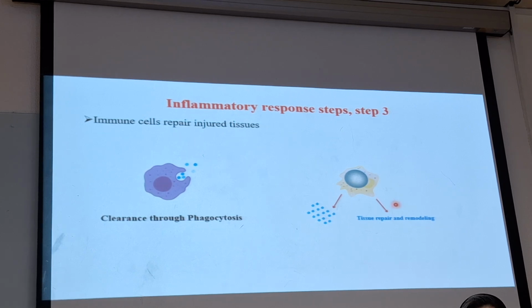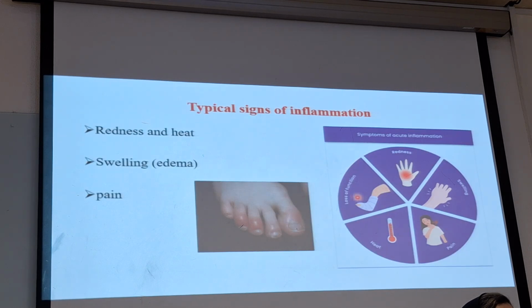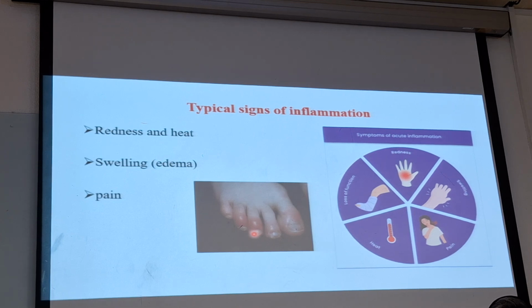They play a role in regulation and modulation of the innate immune system, start producing anti-inflammatory cytokines and stop the recruitment of immune cells, and also start repairing. So you are seeing typical signs of inflammation: heat, redness, edema, and swelling.